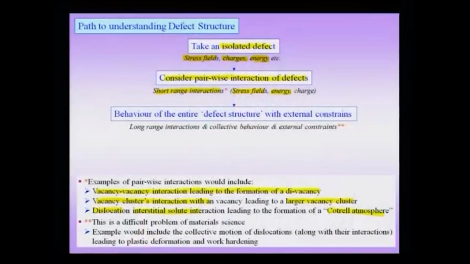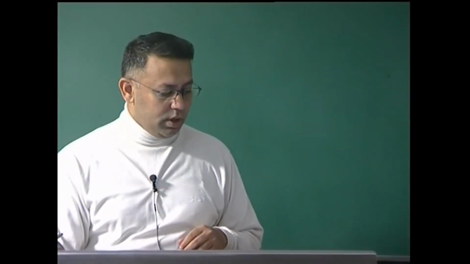I need to know the same kind of effects on the charge. Is the overall charge reduced? Is there a redistribution of the spatial charge because of this interaction of these defects? Therefore, I need to worry about all these issues, and this becomes an important intermediate step in understanding the larger picture, which is now considering the entire defect structure along with the external constraints. Now, why do I have to take the external constraints into effect? Because the presence of these internal defects could influence each other. In addition, the external influence also is going to play an important role in how these defects are going to behave. So, let me take an example.